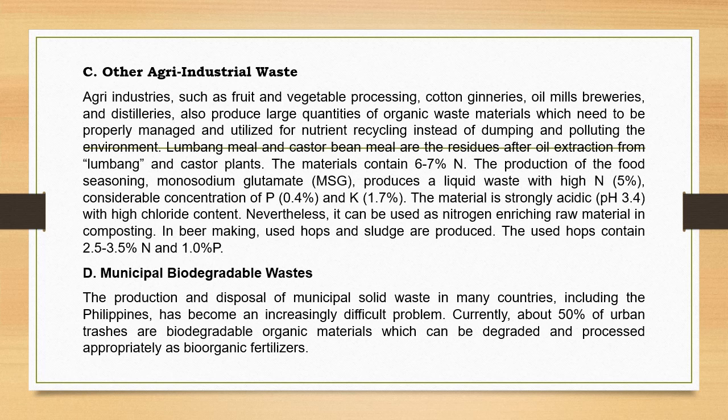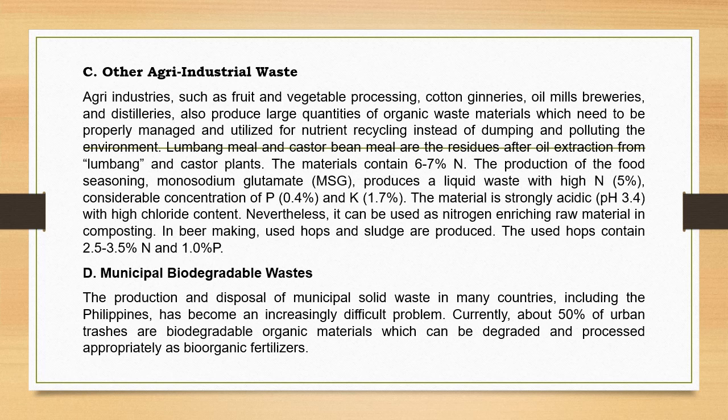Next is the other agri-industrial waste. Other agri-industrial waste such as fruit and vegetable processing, cotton ginneries or mills, breweries, and distilleries also produce large quantities of organic waste materials which need to be properly managed and utilized for nutrient recycling instead of dumping and polluting the environment. Lumbang meal and castor bean meal are the residues after oil extraction from lumbang and castor plants.